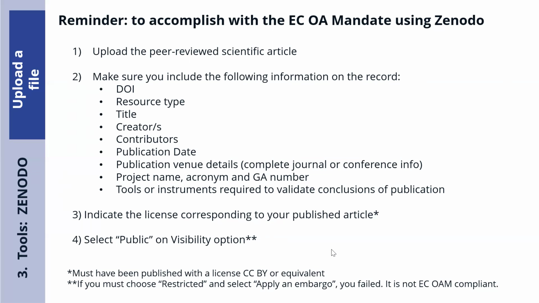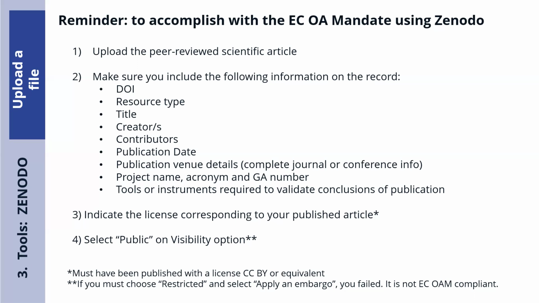Option 2 refers to all the obligations related to metadata. So if you fulfill these fields, you can be sure that you are accomplishing the obligations related to metadata. You have to indicate the license, and you must make sure that you select public on the visibility option. Warnings. Remember that when you publish an article, you must publish it with a license CC BY or equivalent, and you have to show it in Zenodo when you upload it.